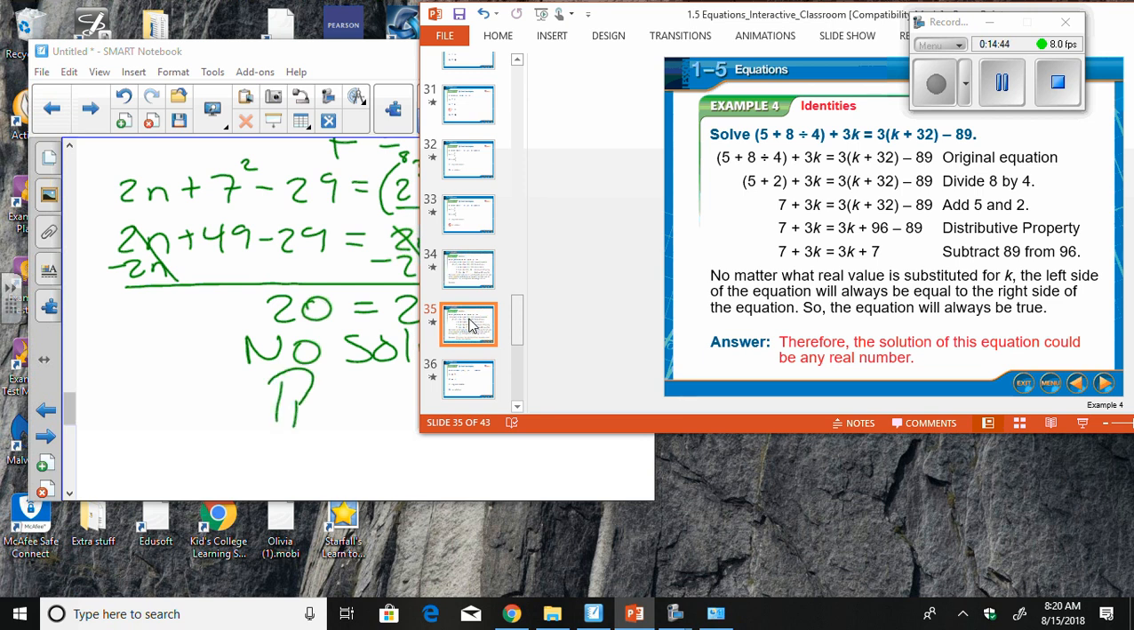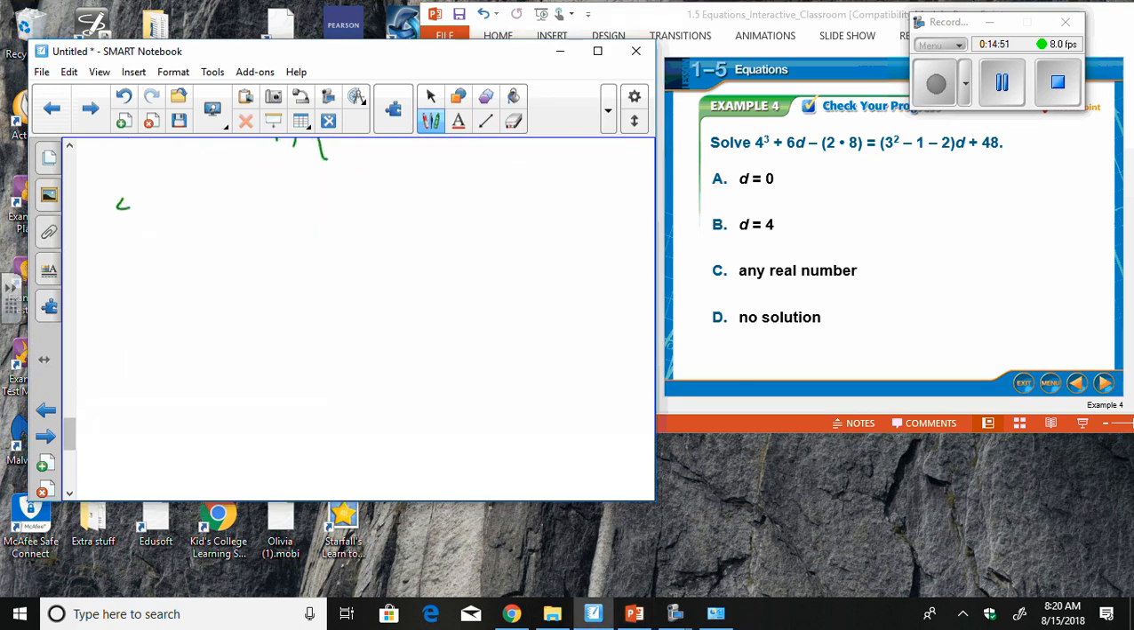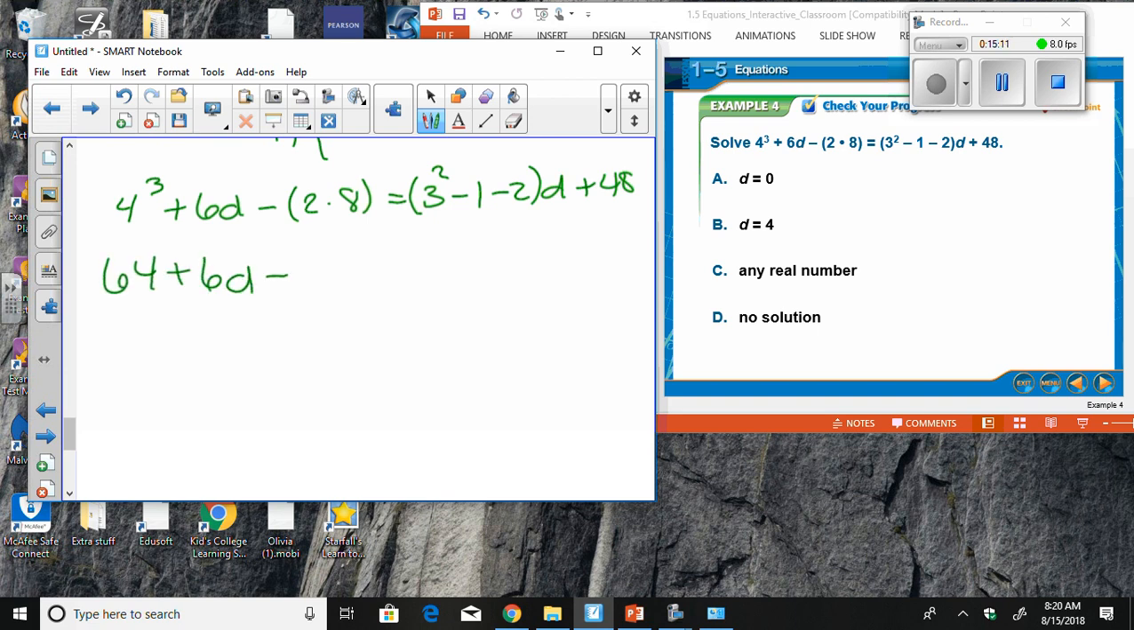I'm not going to say it like that. Any real number. All real numbers. So let's try this out. So we have 4 cubed plus 6d minus 2 times 8 is equal to 3 squared minus 1 minus 2 times d plus 48. So 4 cubed, that's 16 times 4, so that's 64 plus 6d minus 16 is equal to, that's 9 minus 1 is 8, minus 2 is 6d plus 48.